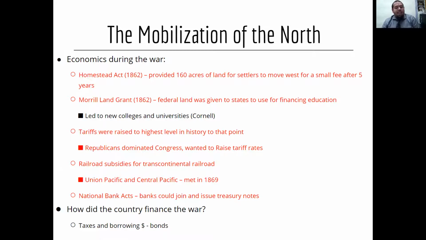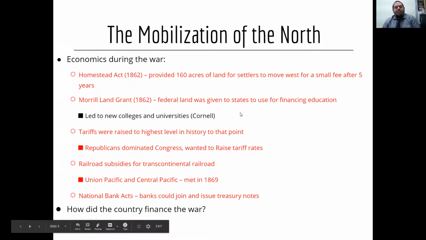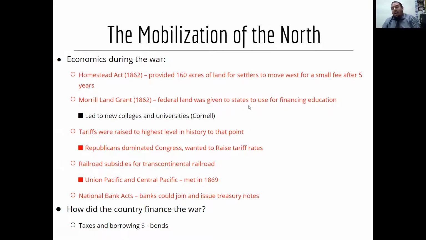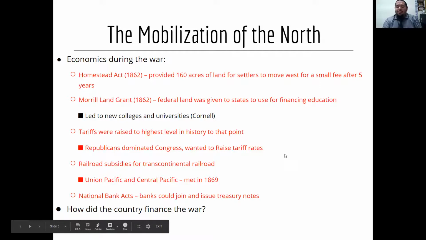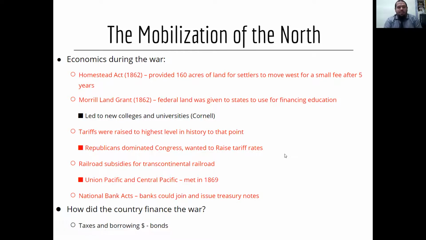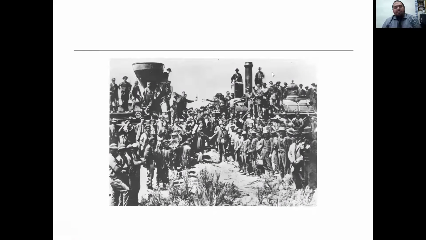And you also have national bank acts where banks could join and issue treasury notes, so-called greenbacks. And how did the country finance the war? Well, lots of borrowing, lots of taxes, borrowing in the form of bonds. Pay the government this amount of money, you'll receive it with interest after a set amount of years. That is a bond. And we'll see that being used later on in future wars. So here's the Union Pacific and Central Pacific meeting in Utah.